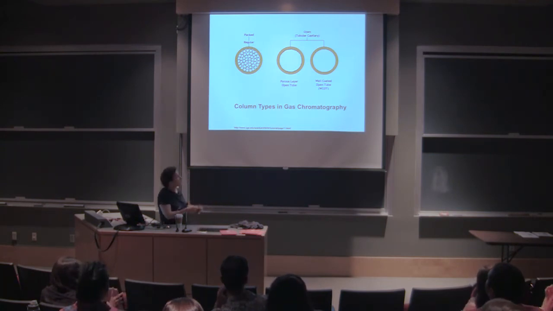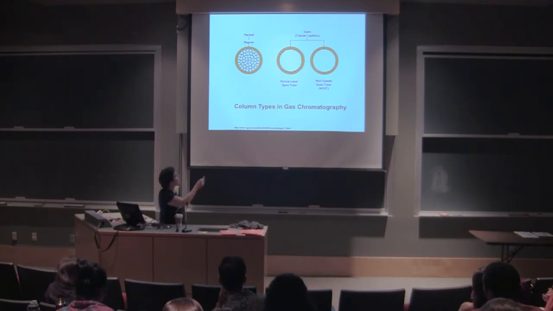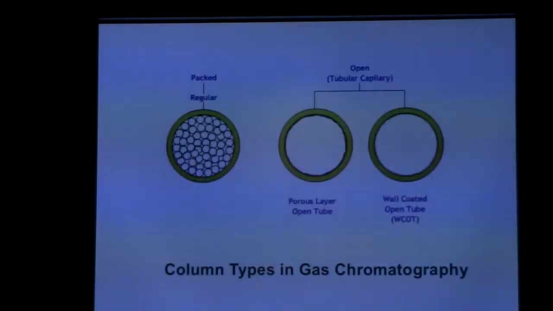These are different kinds of columns that you will encounter in gas chromatography. The original forms were these packed columns. They're still used today, particularly for gases. The advantage is that they give you a huge amount of surface area for your gases to interact with, right? Just massive amounts of surface area. The open tubes give you a lot less surface area, so we compensate by having longer columns, typically.